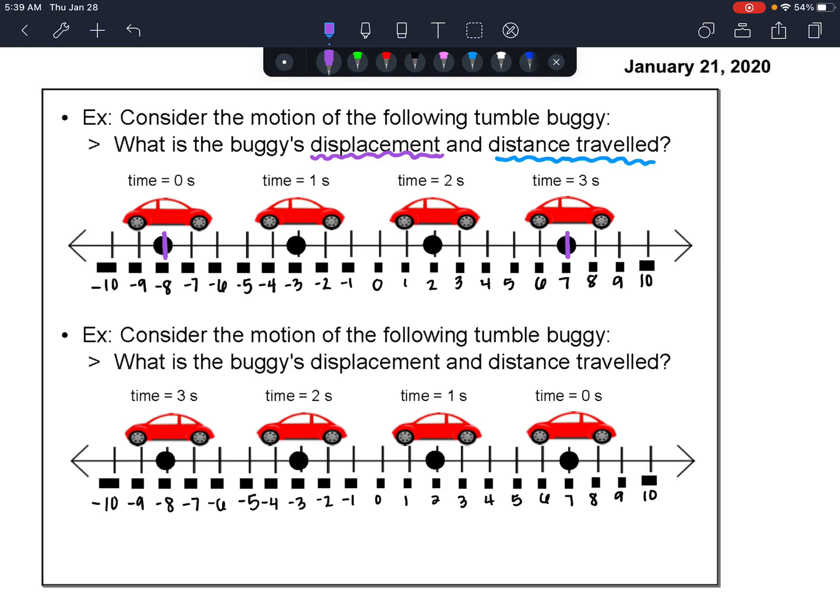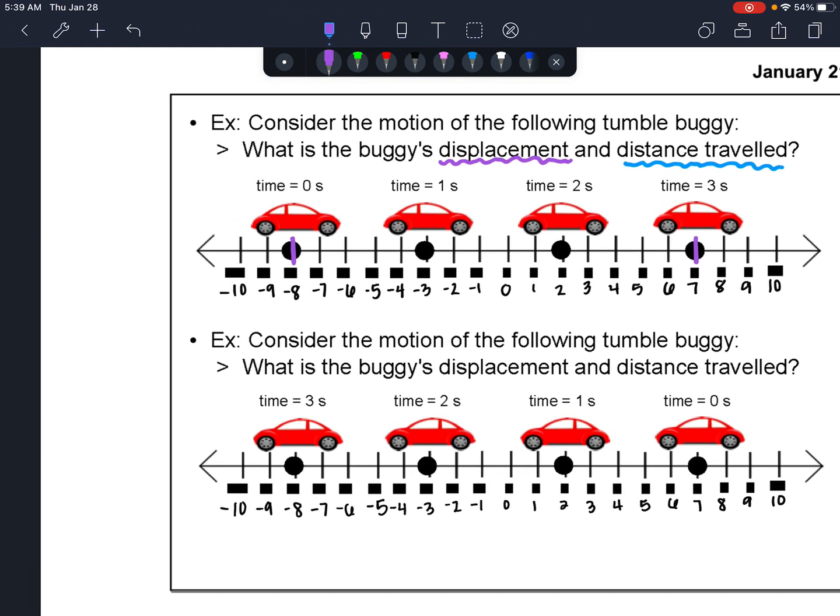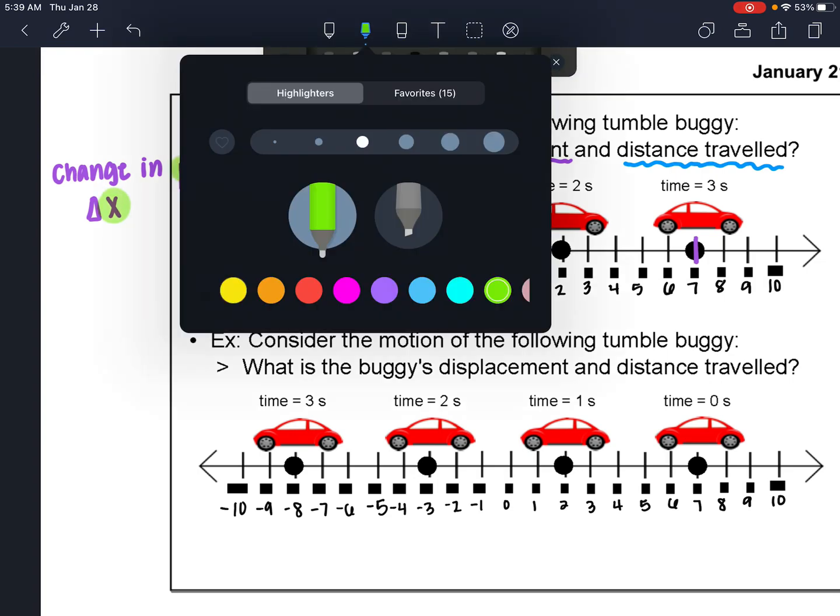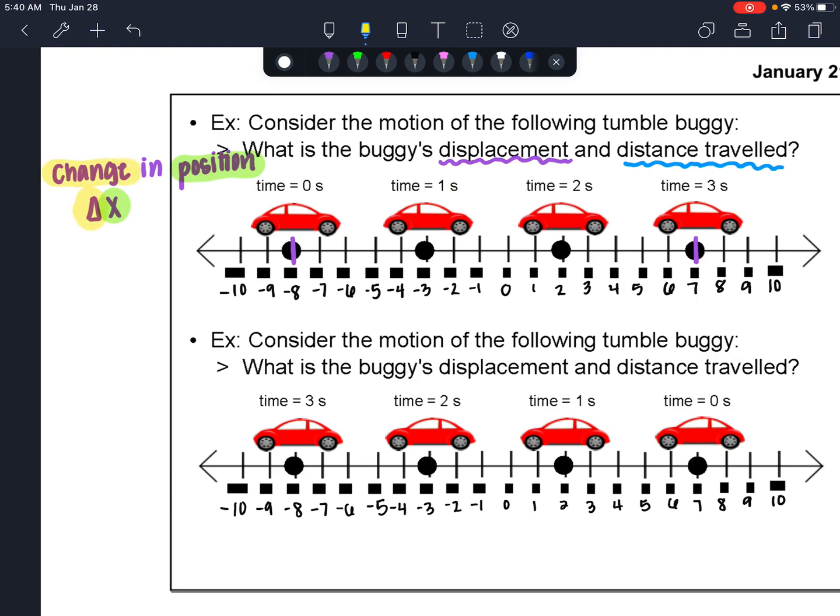So I could count all the tick marks between -8 and 7, or I could do a little bit of math. I'm going to do that over here. So my displacement is my change in position, right? Change in position can be abbreviated. Anyway, change in position can be written in a mathematical way like this, delta x. X is typically what a physicist will use to describe position, and then a mathematician will use the letter delta, I guess it's a Greek letter, to abbreviate change.